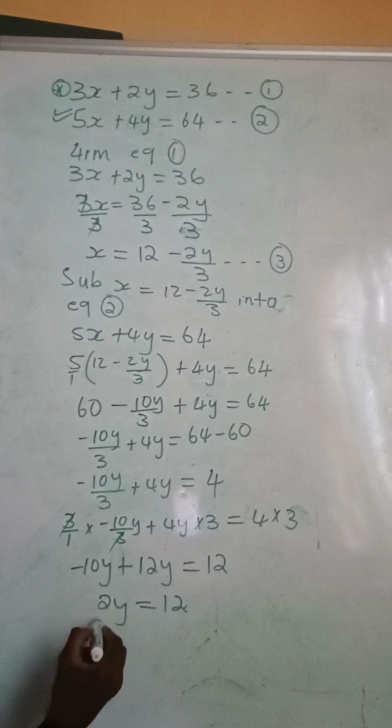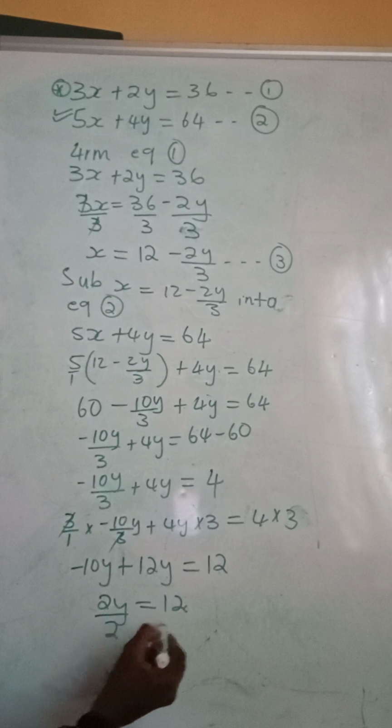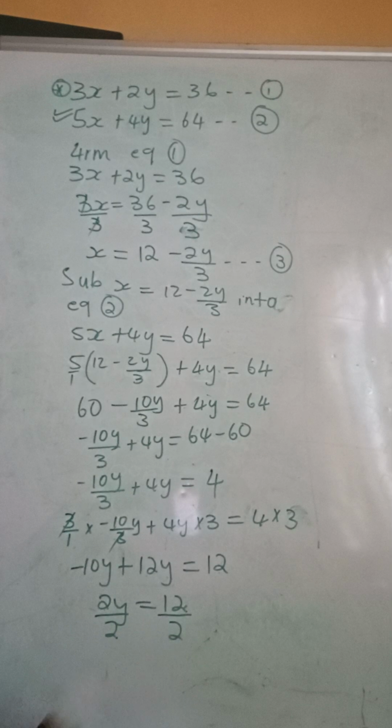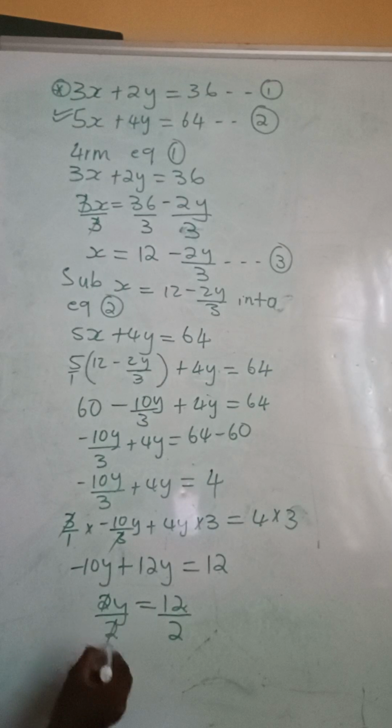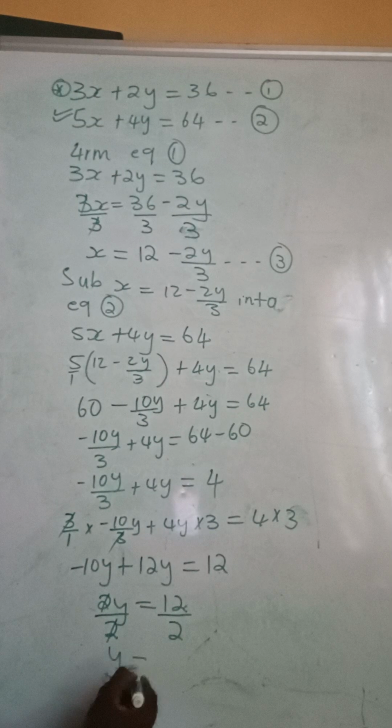So what am I going to do? To get rid of 2, I have to divide by 2. And I do it how? I do it on both sides. Now, 2 divided by 2 is 1. Then our y is going to be equal to how much? 12 divided by 2 is going to be 6. Meaning now, our y is equal to 6.